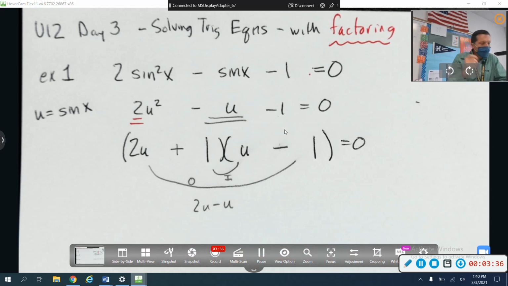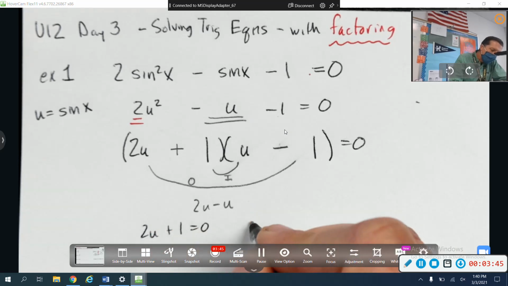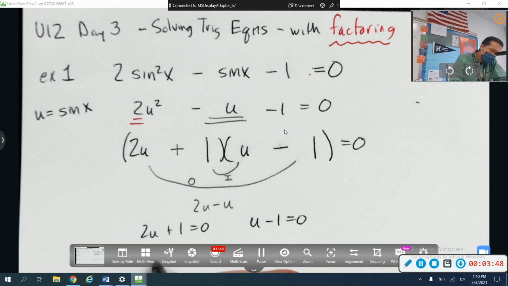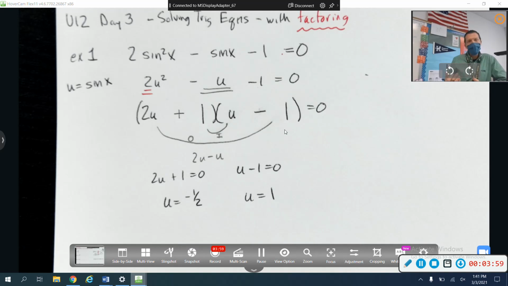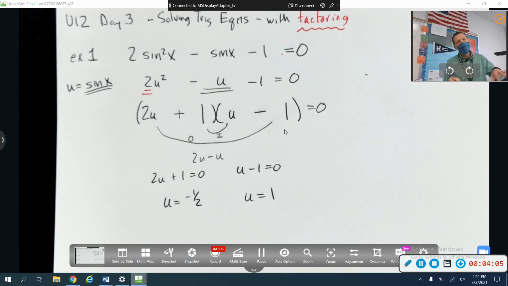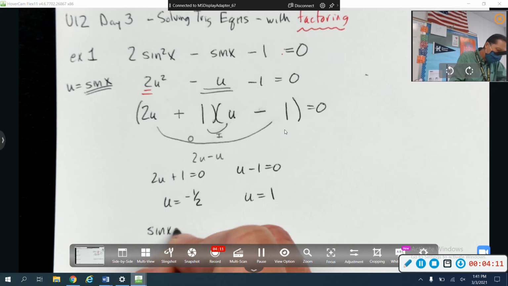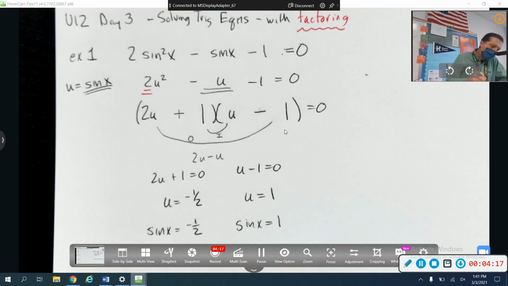All right, and now is where I'm going to show the step that I talked about in warm-ups where some people are going to skip because it's like, I don't need to show that step. 2u plus 1 equals 0. u minus 1 equals 0. So u equals negative 1/2. And u equals 1. Which is not wrong, it's just not really what we wanted how to start this problem. We did this u substitution to get rid of the sines, but now it's time to bring them back. So in place of u, I'm going to put sine of x equals negative 1/2. Sine of x equals 1.